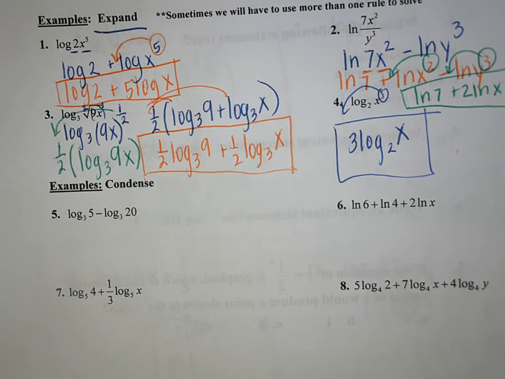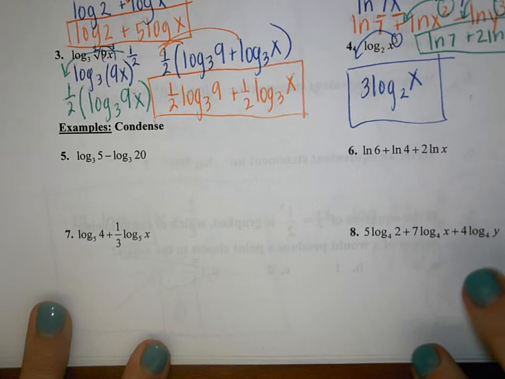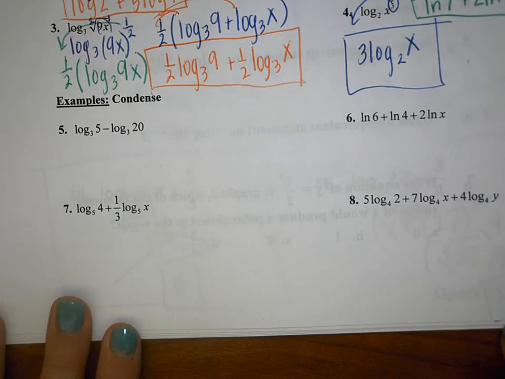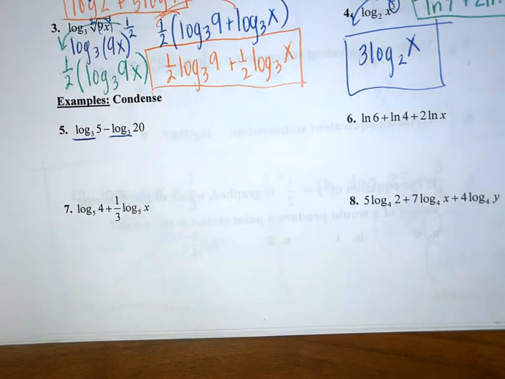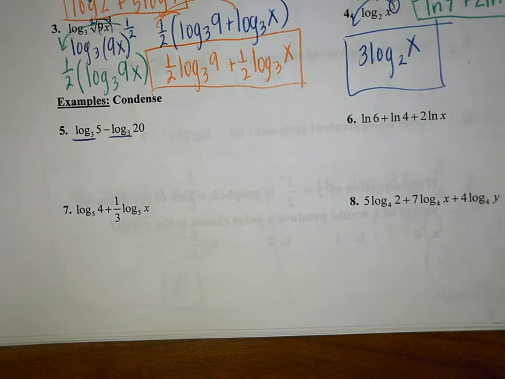Okay, so that was expanding. That was making things bigger. Now we're going to talk about condensing, where we make things smaller. So if they both have the same log base, so both of these are log base 3, we can condense them into one single log.